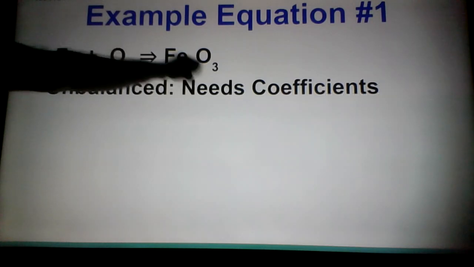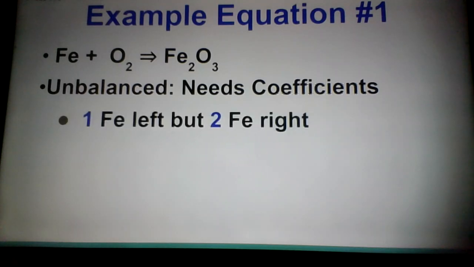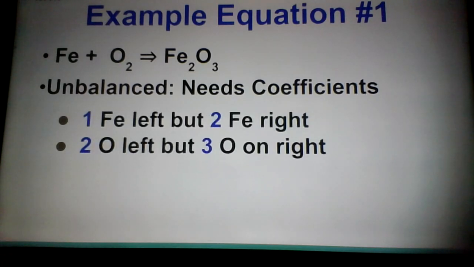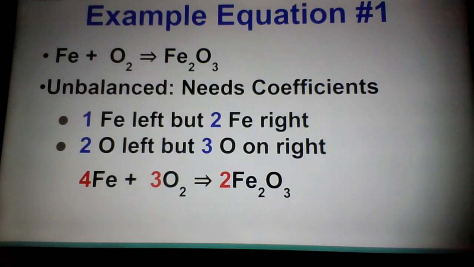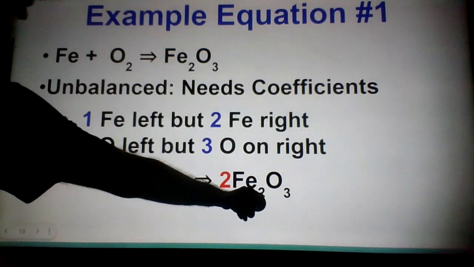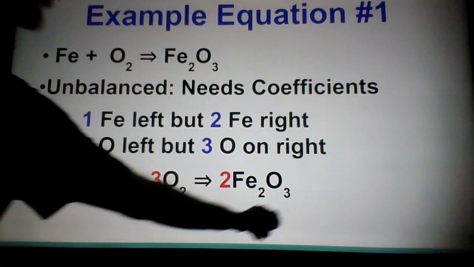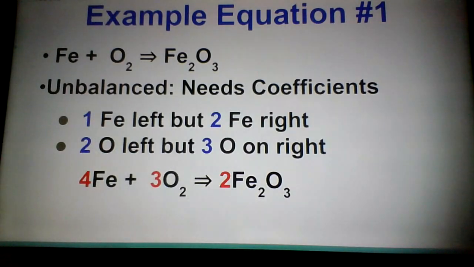Unbalanced, without those coefficients, those numbers in front, we don't start and end with exactly the same thing. 1 atom of iron on the left, but 2 on the right. 2 atoms of oxygen on the left, but 3 on the right. Okay, if you need to, pause so you can write this down. However, once we balance, I showed you those numbers a moment ago, 4 atoms of iron, and 2 times 2 is 4 atoms of iron, 6 atoms of oxygen, and 6 atoms of oxygen.